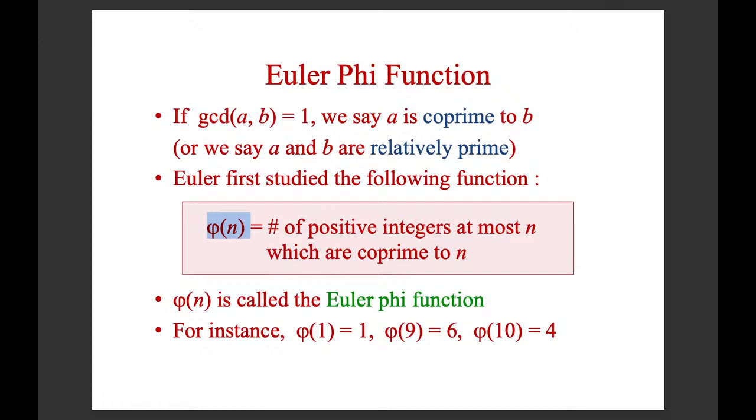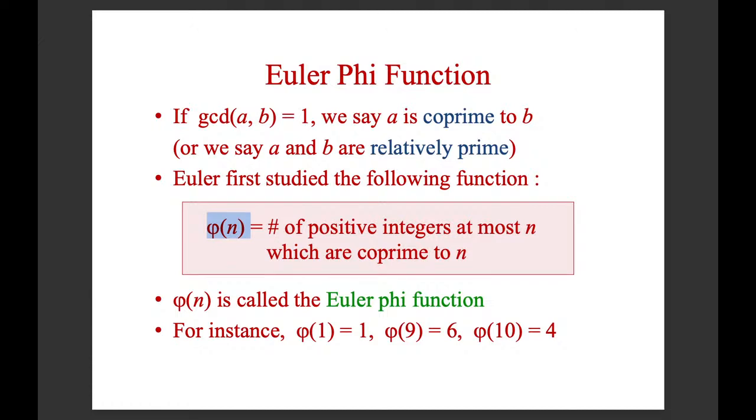How about phi 7? So we look at all the numbers from 1, 2, 3 up to 7. We want to count how many of them are coprime to 7. We will see that 1, 2, 3, 4, 5, 6, these 6 numbers are coprime to 7. But 7 itself is not, because 7 and 7 have a greatest common divisor 7, not equal to 1. So phi of 7 is equal to 6.